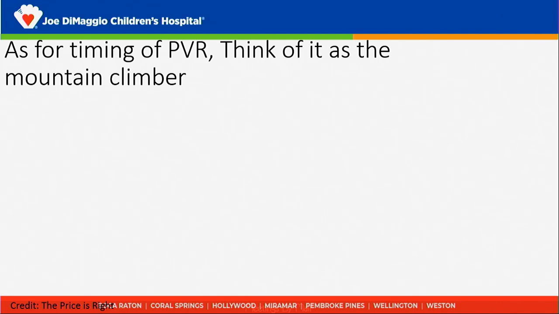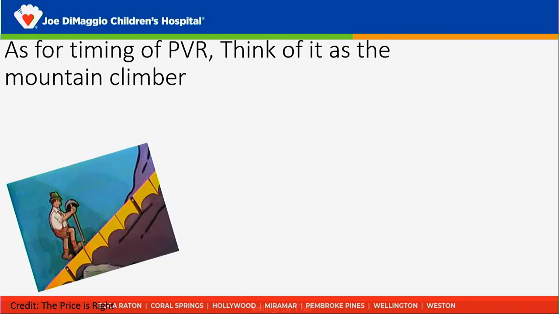Now, as far as timing of percutaneous valve replacement, think of it as the Price Is Right mountain climber. And I was very tempted to put the yodeling theme in here, but I knew everyone would get that stuck in their head and be very angry at me, so I did not do that.